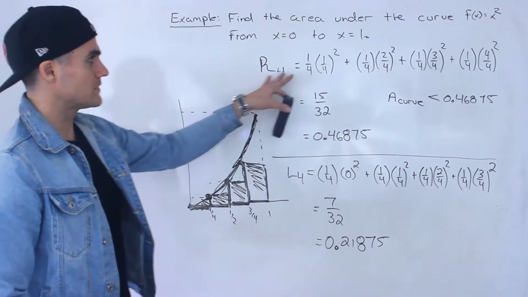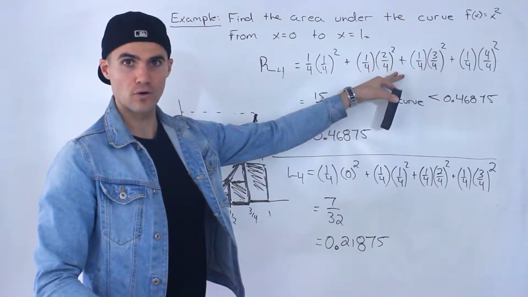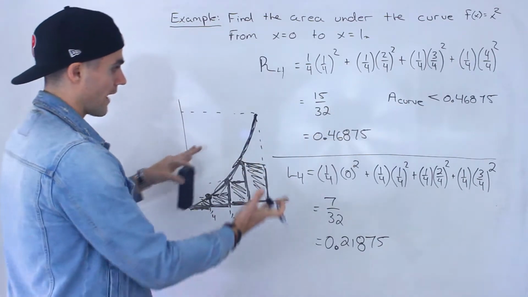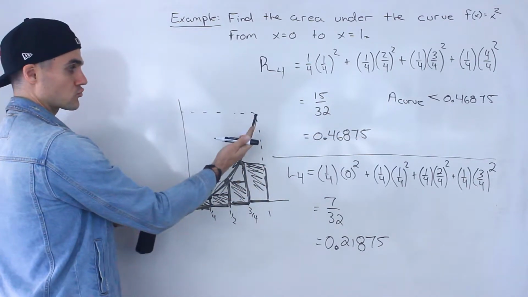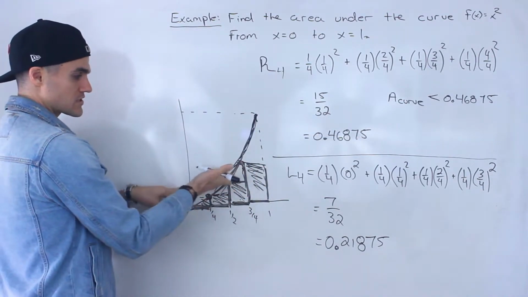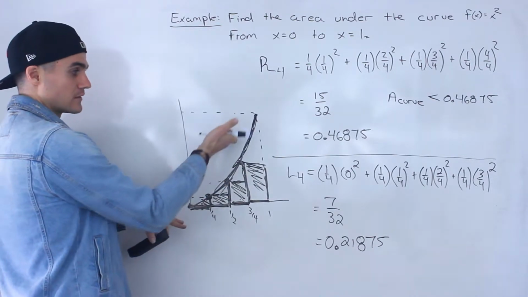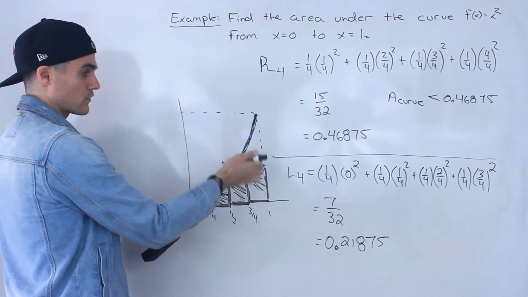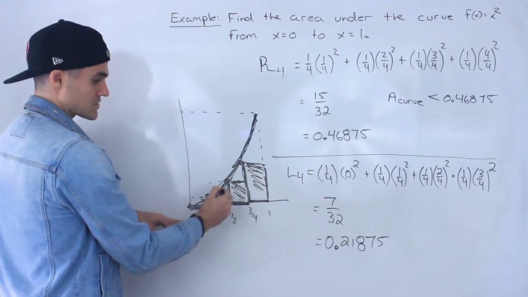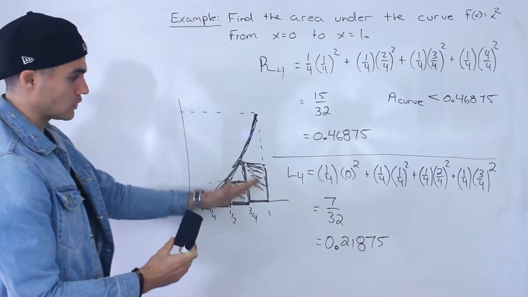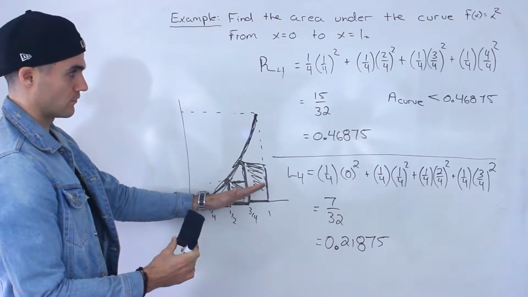When we were dealing with these rectangles before, the first ones I drew out, remember the area was greater than the actual area under the curve because the rectangles were above it. They were all above the curve. Notice that these rectangles here, they're all below the curve.